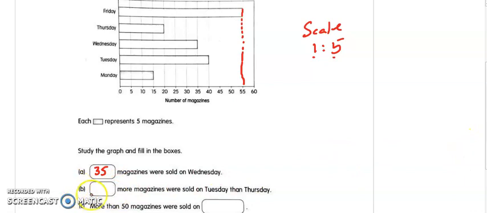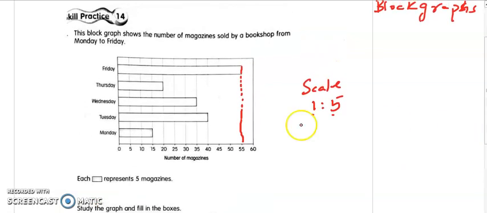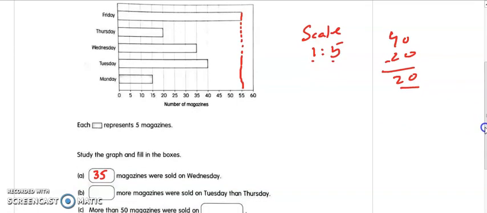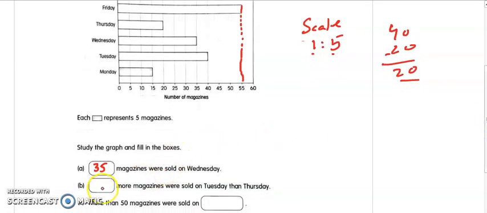And then the second is saying that dash more magazines were sold on Tuesday than Thursday. It means we have to compare Tuesday and Thursday. On Tuesday, 40 magazines were sold, and on Thursday 20 magazines were sold. So how many more? We need to subtract. If we subtract, we can say on Tuesday more magazines were sold, and how many more? It was 20. So 20 more magazines were sold on Tuesday than Thursday.